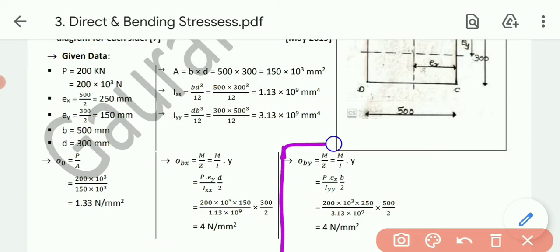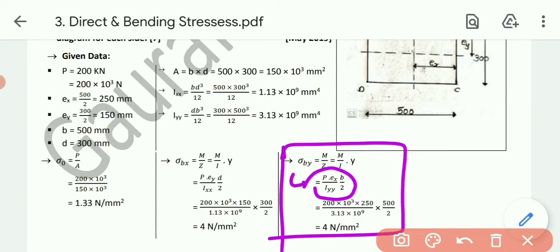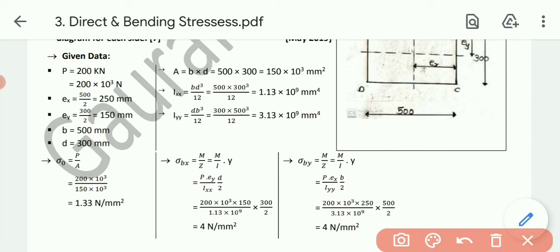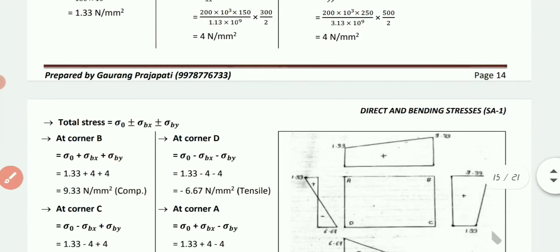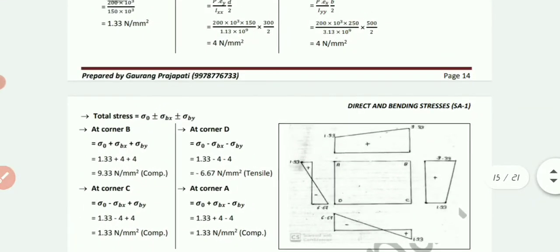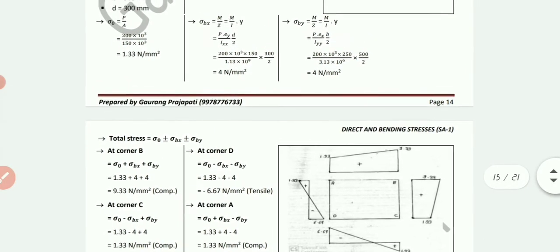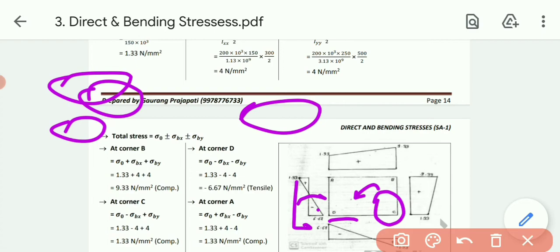Then sigma By, we have already derived this formula, P into Ex divided by Iyy into B by 2. First of all, P is 200 into 10 to 3, Ex is 250, Iyy is 3.13 into 10 to 9, and B by 2, that is 500 by 2. By solving this one, I will get the value of sigma By. Okay, so now let's solve each and every corner example. Let me keep it in one frame so that we will get the value properly.